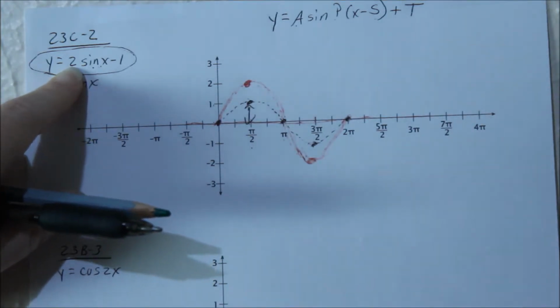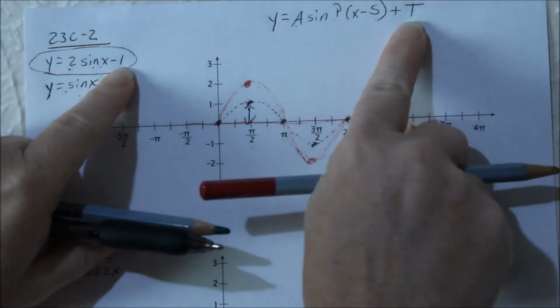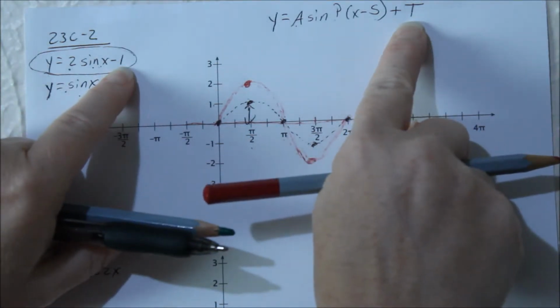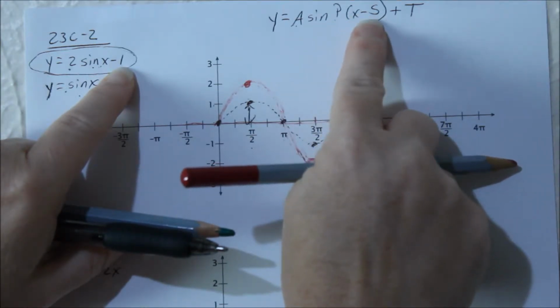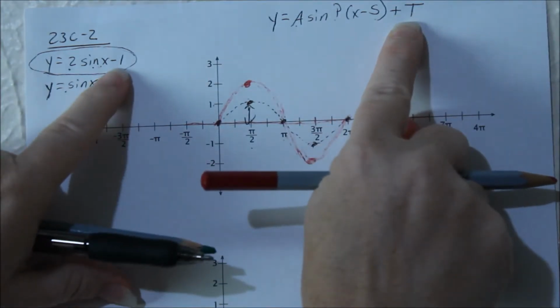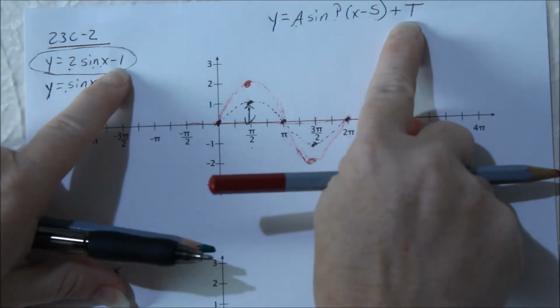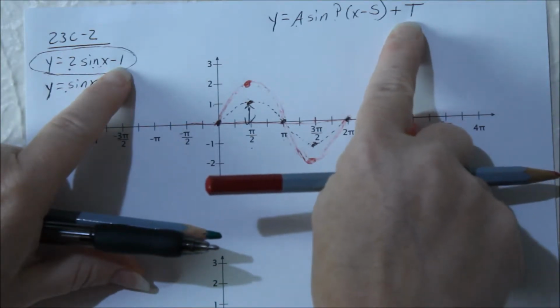Because now the next thing on the list was translation. This number way out here, adding to the right or left, is translation. For this problem, I don't have anything in parentheses, so there's no phase shift, meaning this curve is not going to shift to the right or the left. But this number way out here tells you it's going to shift up or down. Well, it's a negative, so that means it's going to shift down 1.